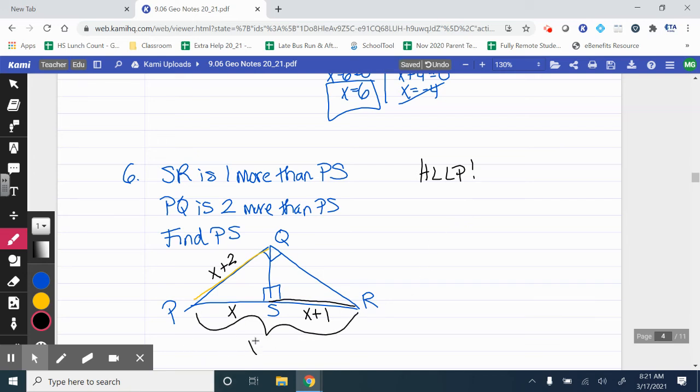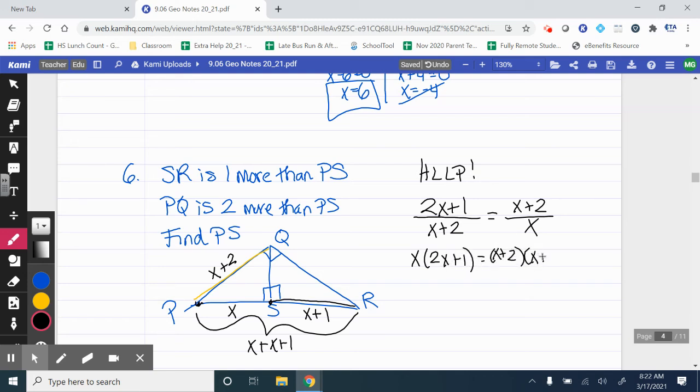So x plus x plus 1 gives us 2x plus 1. Over our leg, which is x plus 2, equals that same leg over the part closest to it on the hypotenuse. So is it either x or x plus 1? Which one's closer to that yellow leg? That would be your x. All right, and then you should cross multiply. So you have x times 2x plus 1 equals x plus 2 times x plus 2.